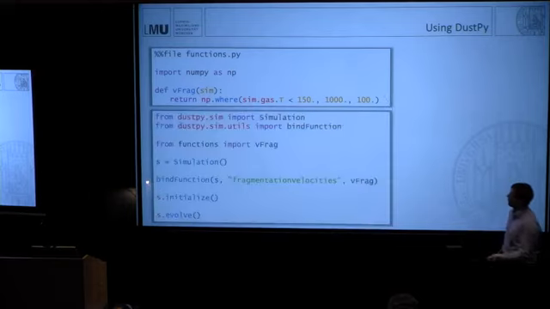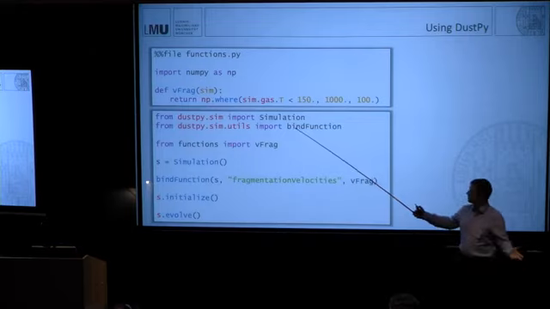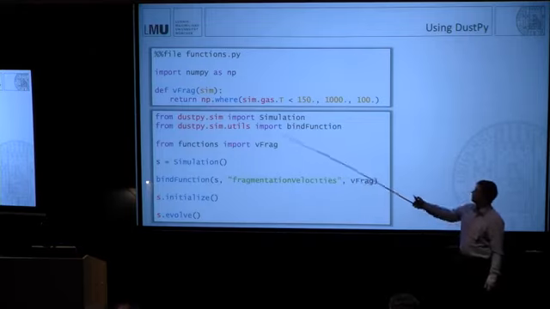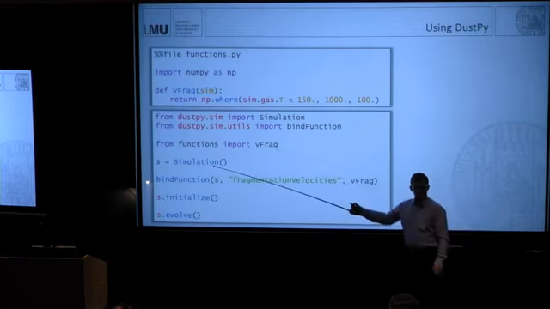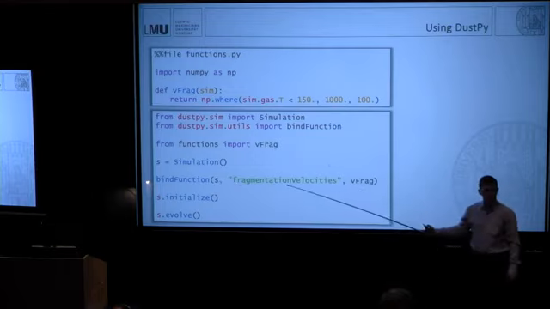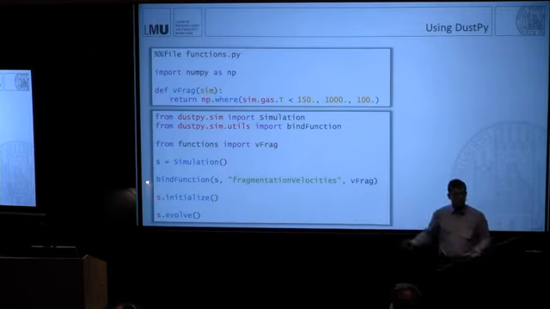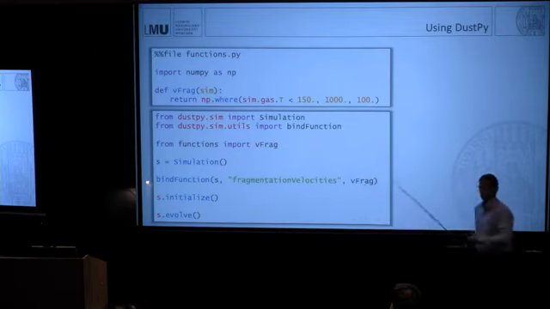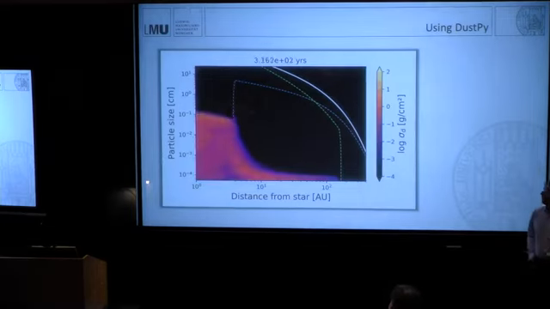Then we do the same here. We import the Simulation class. We have a helper class bind function, and we import the vfrag from here. We create the instance, which is at this point empty. But in the empty class, we bind into S our vfrag at the position of the fragmentation velocities. We do initialize. Now DustPy sees there are the fragmentation velocities, so it only replaces all the rest. And then we evolve it. This is now 10 lines of code, and you have something like that.